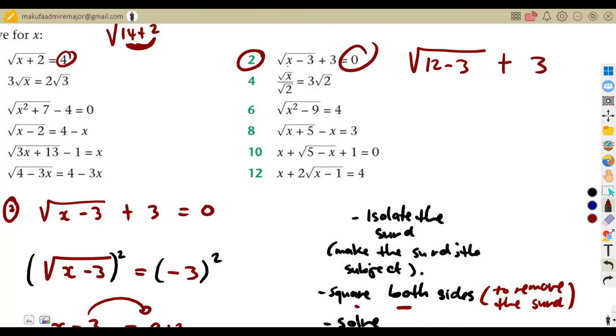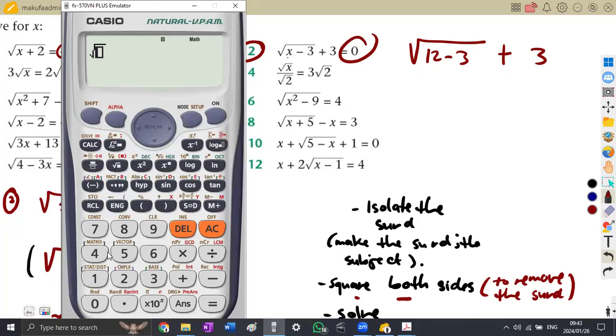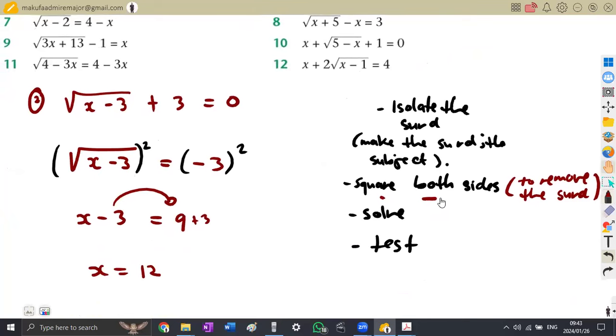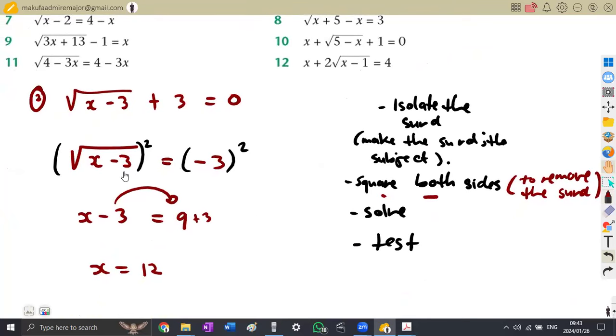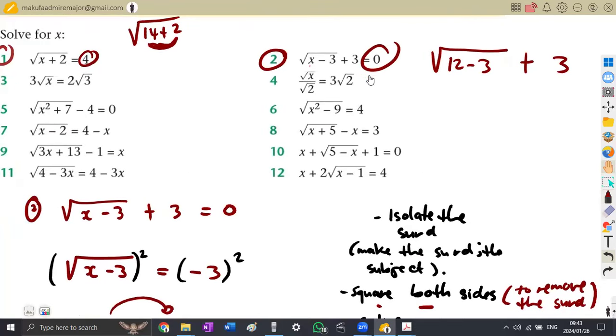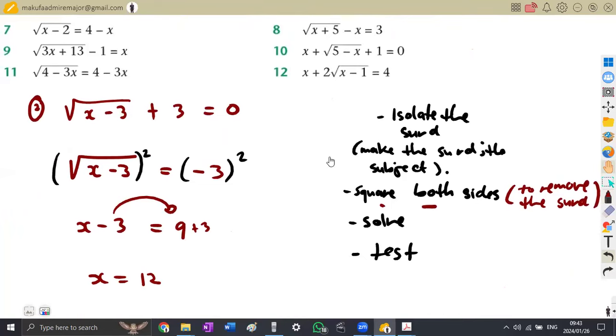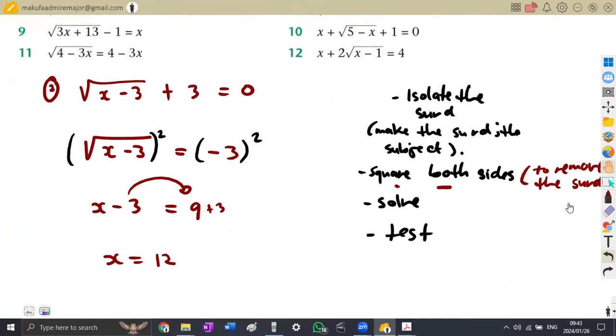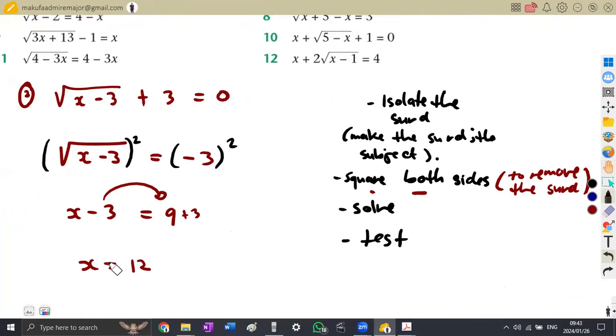Let us bring our calculator and see if this satisfies our equation. The square root of 12 minus 3. So this is 12 minus 3, and whatever you have here, you add 3. This gives us a positive 6. Meaning our x in this case is not giving us the exact solution, because we are supposed to obtain this 0 here for x to be equivalent to 12. So our x is not equivalent to 12.